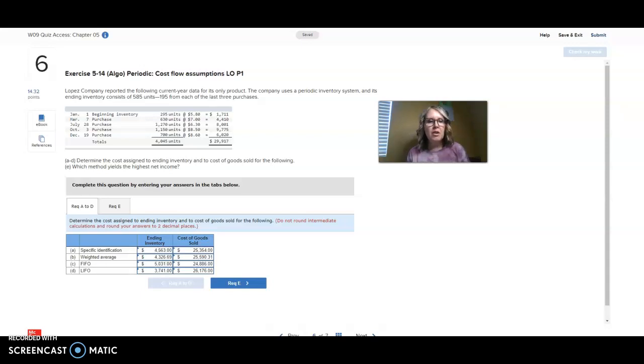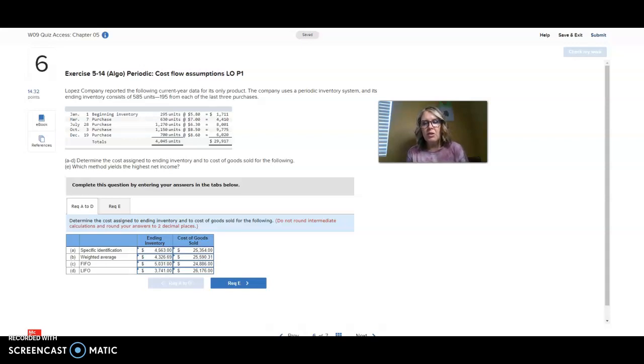So then we add those together and we get that sum. That sum is our ending inventory of 4,563. And then all you have to do is subtract that total from the total purchase cost of $29,917, and then you'll get your answer for the cost of goods sold. You'll see it right there, $25,354.